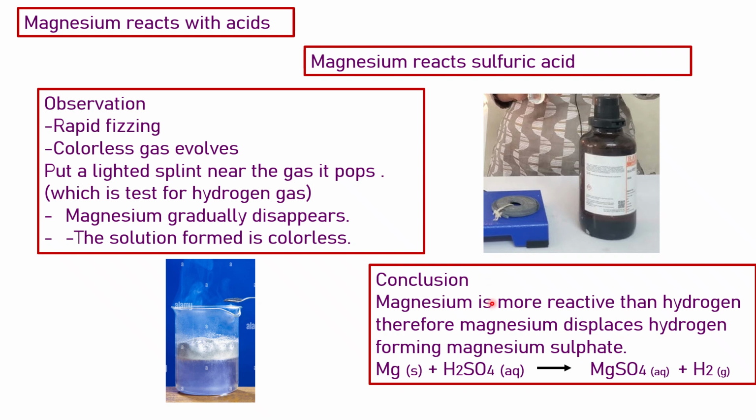Magnesium is more reactive than hydrogen because magnesium is above hydrogen in the reactivity series. Therefore, magnesium displaces the hydrogen in the sulfuric acid, forming magnesium sulfate and hydrogen gas. So the magnesium, the metal, displaces the hydrogen, and then magnesium sulfate is formed. Magnesium sulfate is colorless.